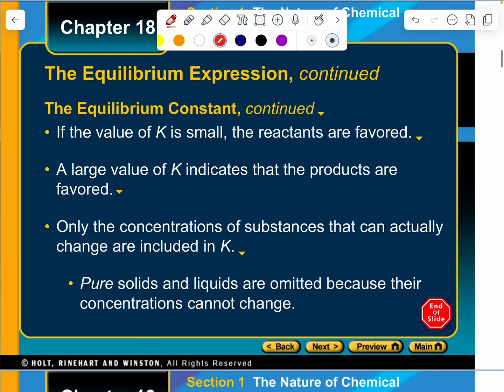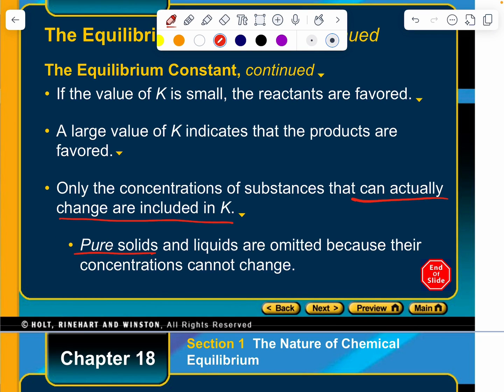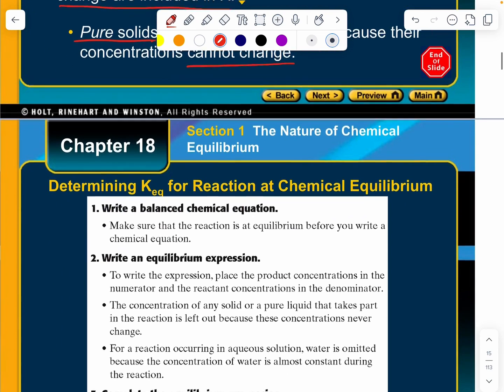Great. Only concentrations of substances that can actually change are included in K. So anything that can actually change, we will include in K. Pure solids and pure liquids are omitted because their concentration cannot change. Why? Because there is no change in the amount of pure solids and pure liquids.